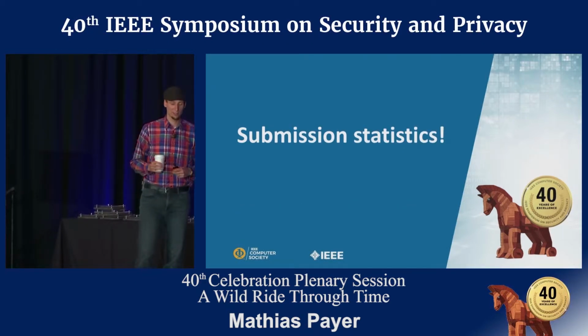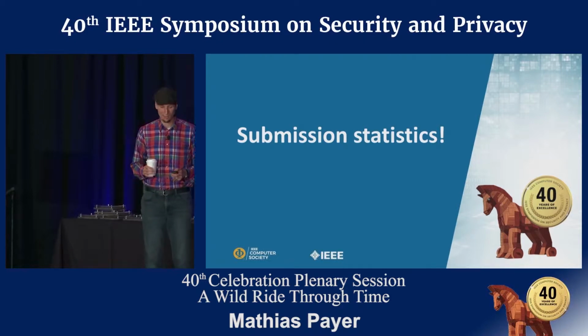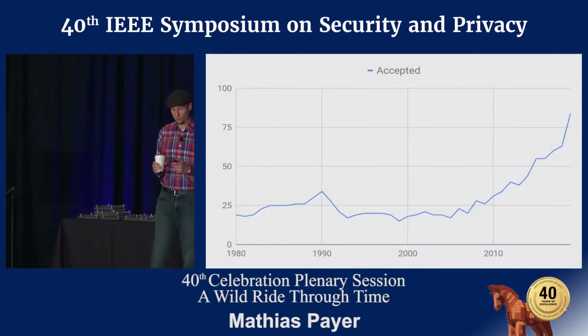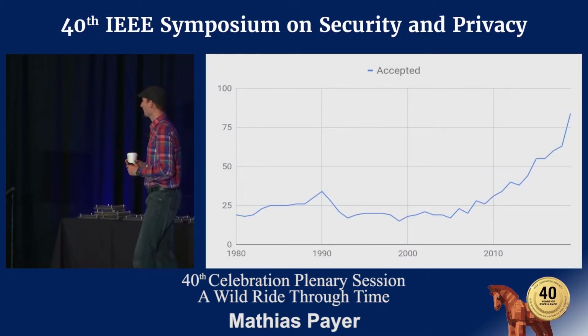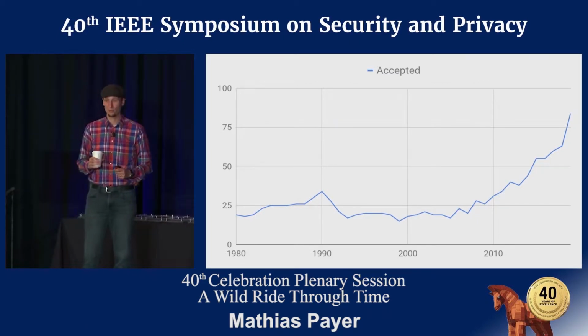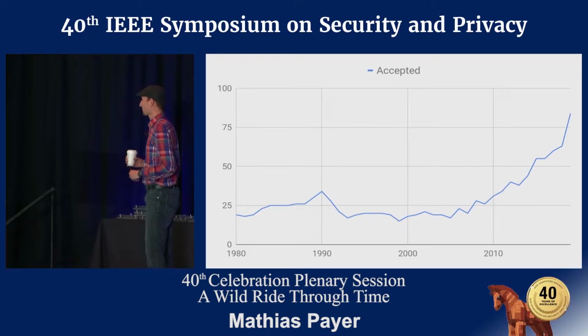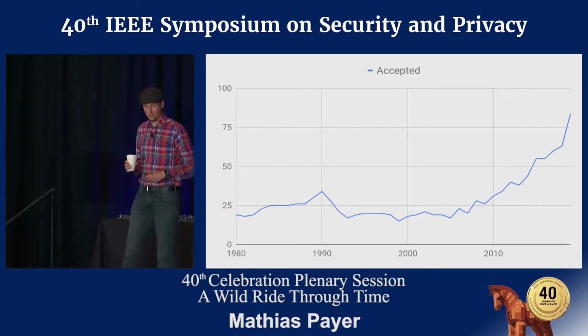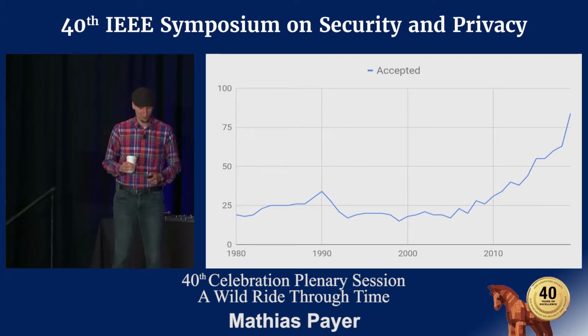So let's look at a couple of submission statistics that we have for Oakland. And let's start with the number of accepted papers. It looks amazing, right? Bar is going right up. We see a massive increase of papers that are being accepted. This sounds great, like for authors. So we can get all of our papers accepted at Oakland.